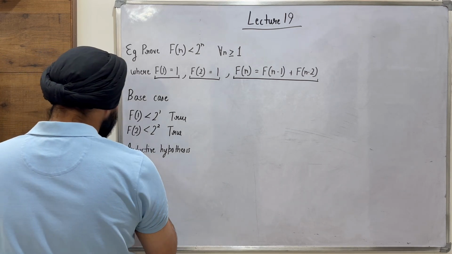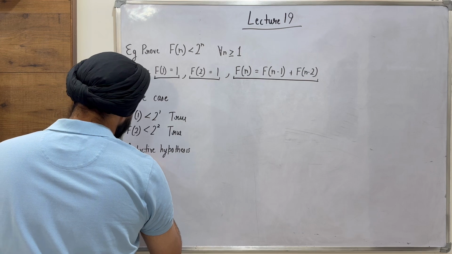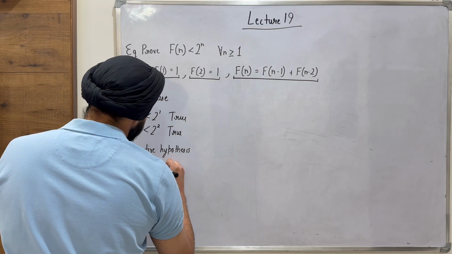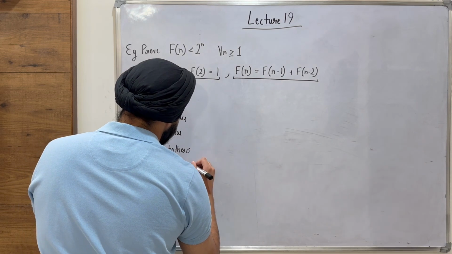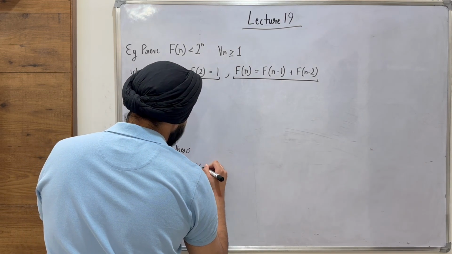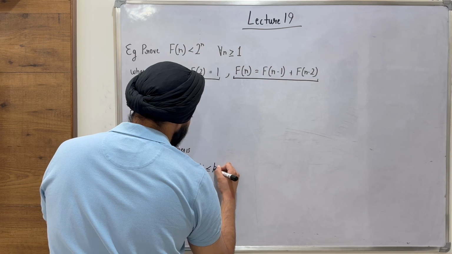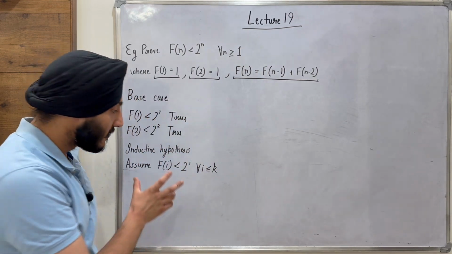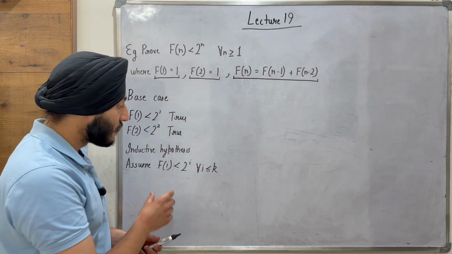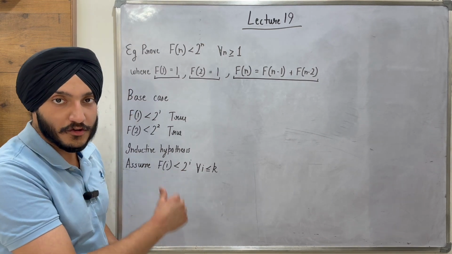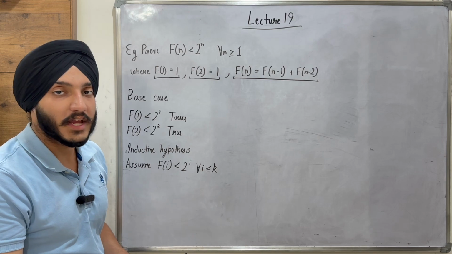Okay, so I'm going to assume f of i is less than 2 to the power of i for all values i less than or equal to k. Let's try to understand this step. If you remember, in weak induction, I was just assuming f of k, and using that assumption, I was supposed to prove f of k plus 1.